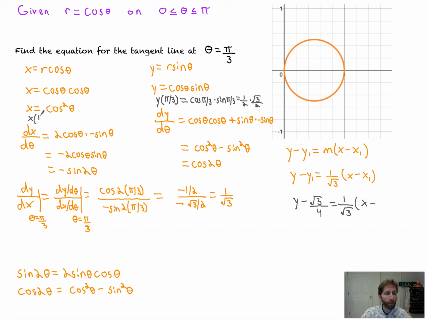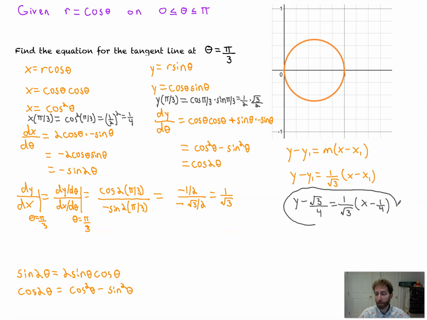So x of pi over 3 is equal to cosine squared of pi over 3, which is the same as 1/2 squared, which is 1/4. And that's our final answer there for our x value. And there's our equation of our tangent line.